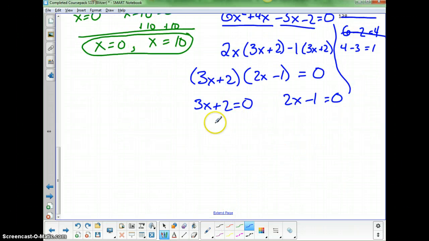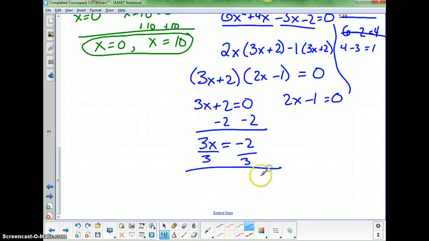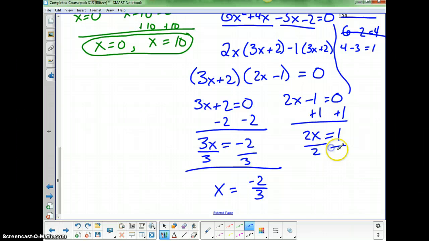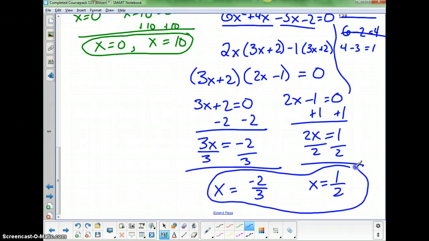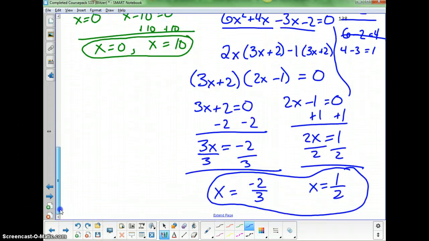If I solve each of these by first subtracting 2, so 3x equals negative 2, then divide by 3. So x equals negative 2/3 is one of my answers, and the other one I'll get from adding 1. So 2x equals 1, and then dividing by 2, which gives me x equals 1/2. So the two answers to this one are negative 2/3 and 1/2. Alright, that was the last example.